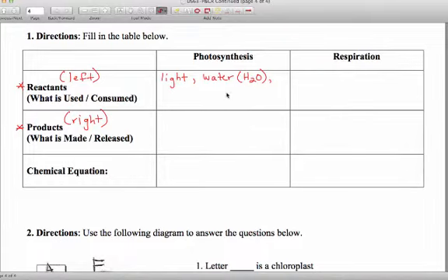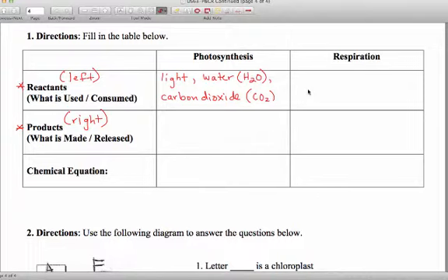And then we're still going to need some other things. There's a particular gas that plants need to provide the raw materials for photosynthesis, and that gas is carbon dioxide. The chemical formula for carbon dioxide, because it's important to know, is CO2. So we have three reactants that we're feeding into photosynthesis.